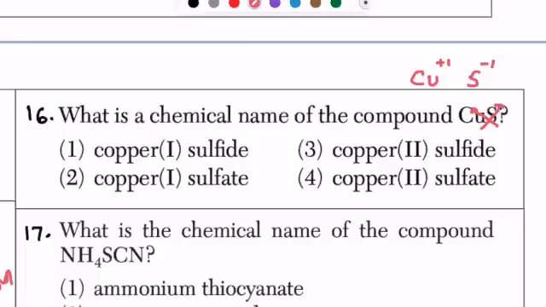If I look at the periodic table, and if I look at copper, copper can either have a charge of +1 or +2, so that is fine. But sulfur can only have a charge of -2.